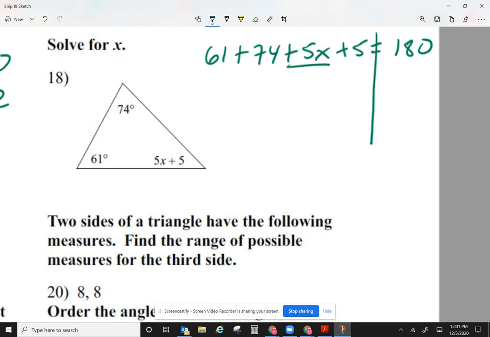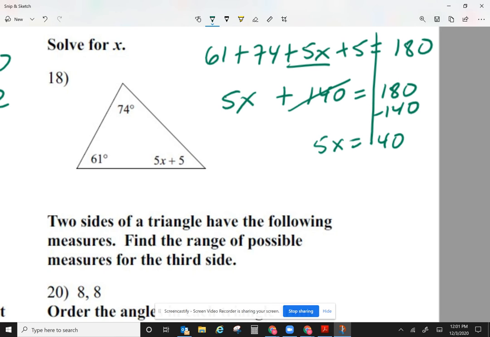When it comes to x on the left, I just have positive 5x. Numbers wise, 61 plus 74 plus 5, that is 140. So let me go plus 140 equals 180. All right, to have the term that has the x by itself, let me get rid of the 140. So let me move it to the other side. Don't forget to switch the sign, opposite sign. So I have that 5x equals 40. Now to have the x by itself, let me divide both sides by 5. X in this case is 8.